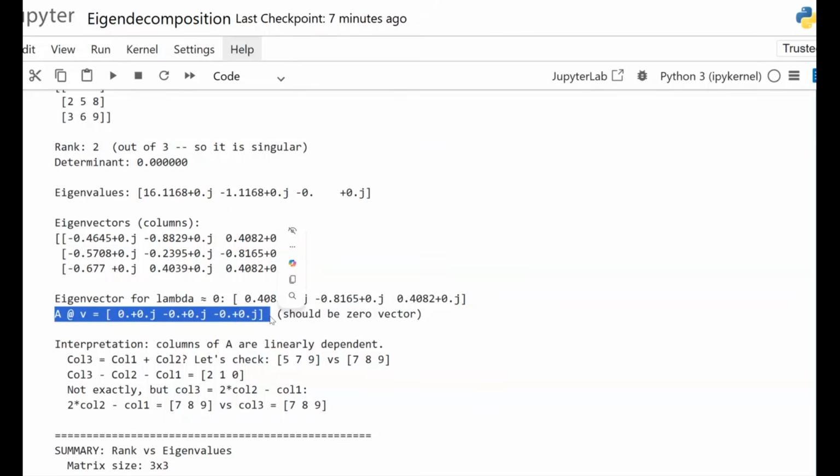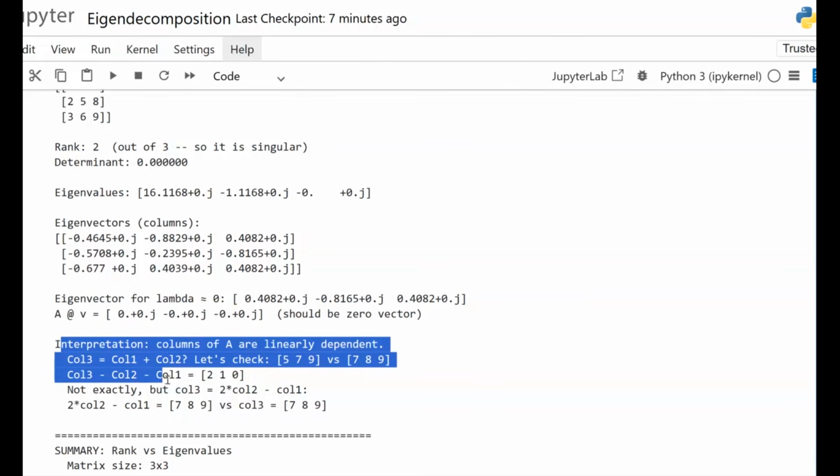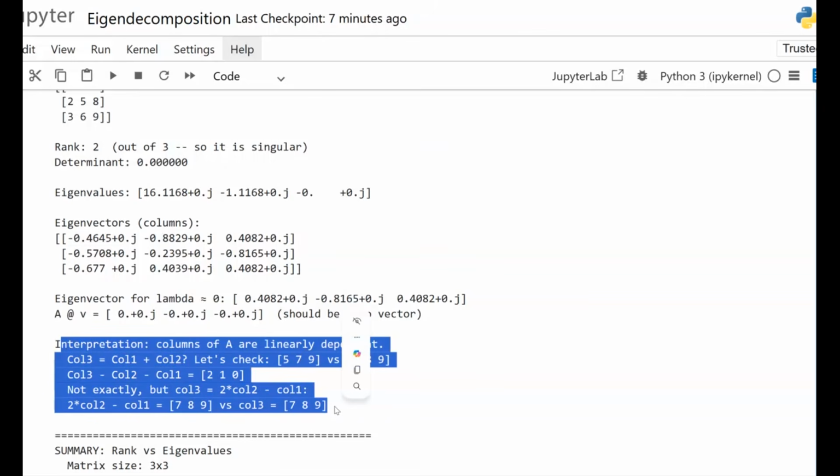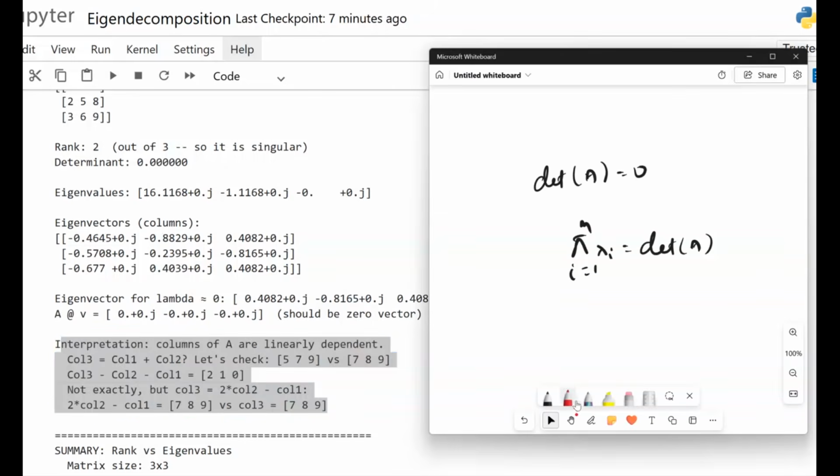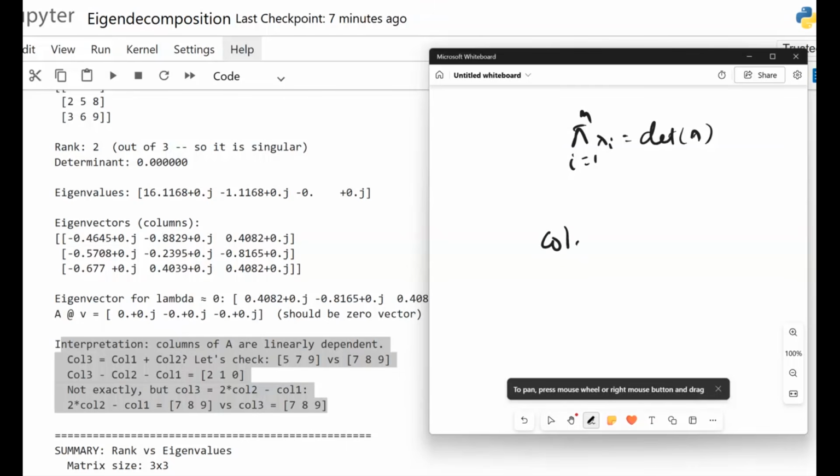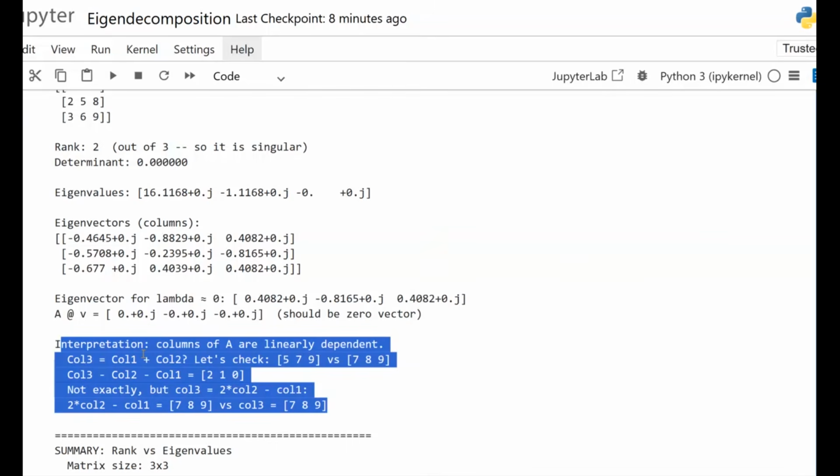So this eigenvector lies in the null space of A. And coming to this linear dependency of columns, kindly observe, dear friends, as I have already specified, it indicates that column 3 is equal to 2 multiplied by column 2 minus column 1. So yes, these columns are linearly dependent, and this explains the rank deficiency and the existence of a non-trivial null space.